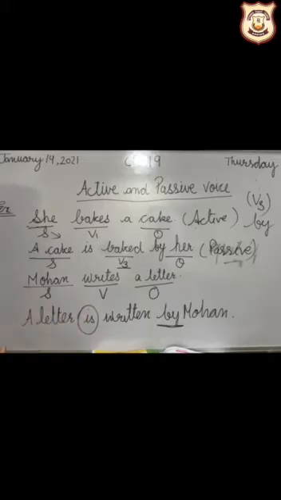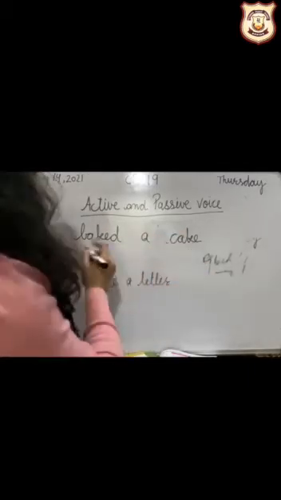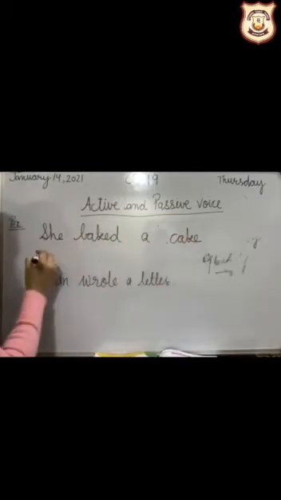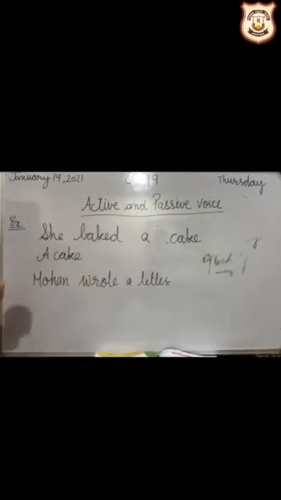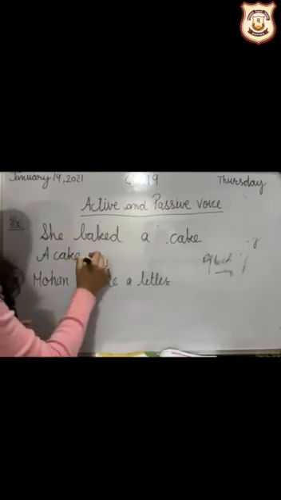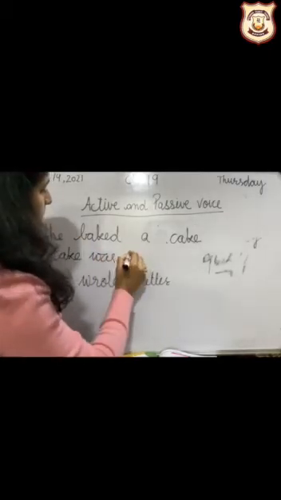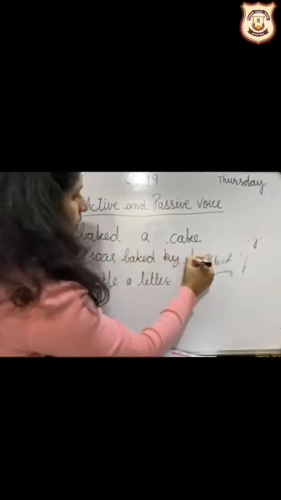Okay, let us understand with some more examples. Now, I have written in past tense. She baked a cake. Now, how are we going to change it? A cake, baked, it is baked. So which helping verb will I use here? Was. A cake was baked by her.